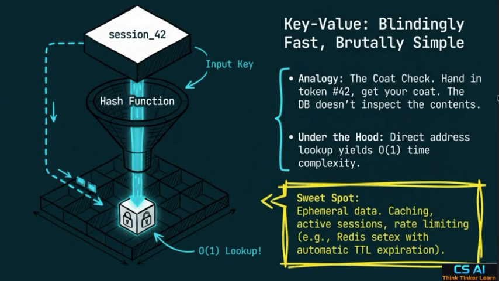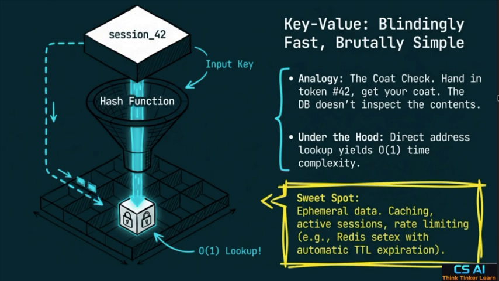There is a specialized instrument for each of these jobs. First up, key value stores. These are blindingly fast and brutally simple. Think of it like a coat check. You hand in a token, the key, and you get your coat back, which is the value. The database doesn't inspect the contents. It just performs a direct address lookup. This yields O(1) time complexity. The sweet spot here is ephemeral data, caching, active sessions, and rate limiting.